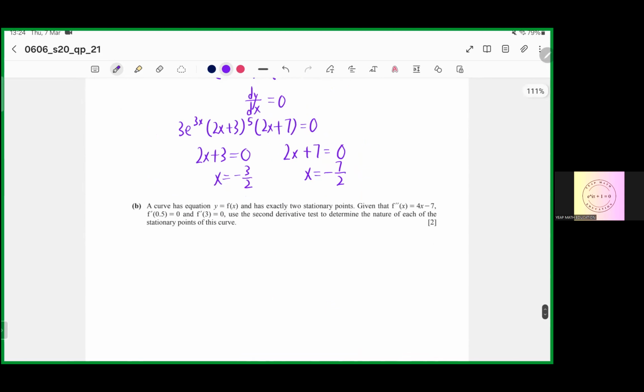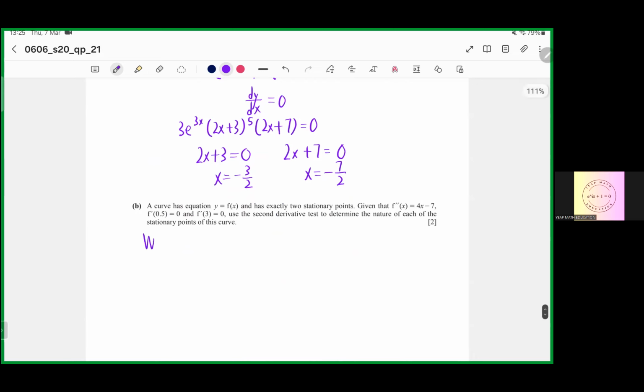Okay, we look at question B. Question B asks: a curve has the equation y equals f(x) and has exactly two stationary points. Given that f prime x equals 4x minus 7, and f prime 0.5 equals 0 and f prime 3 equals 0, use the second derivative test to determine the nature of each of the stationary points of this curve.